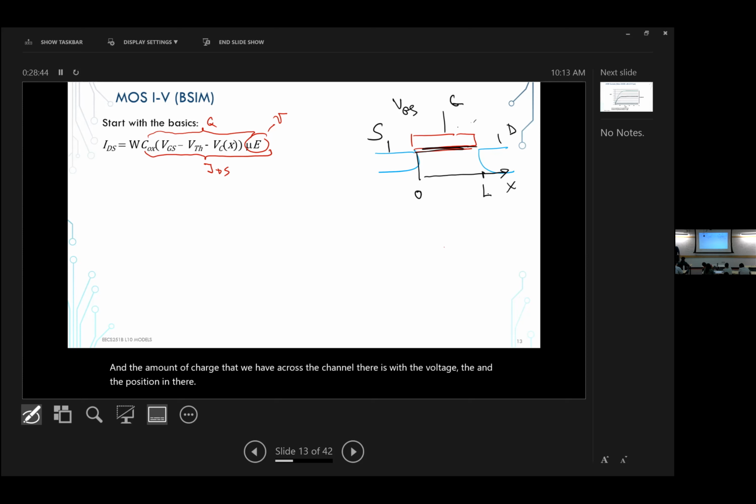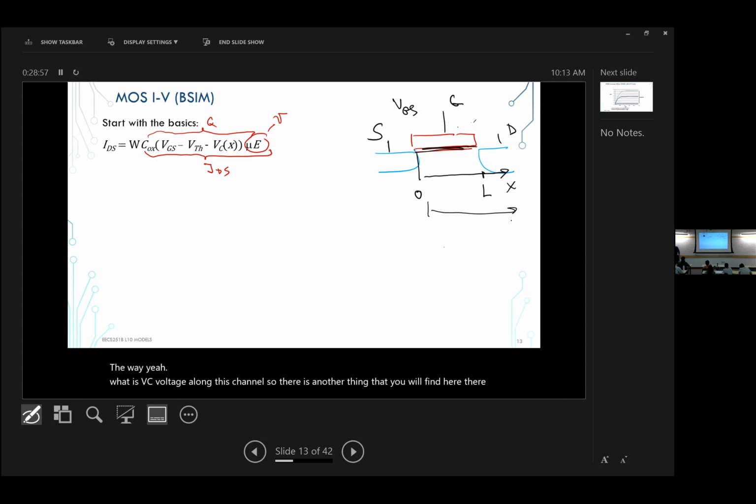What is VC? Voltage along this channel. So there is another thing that you will find here. There is another axis that is VC. There is a different voltage along the channel, and we can associate this as some kind of VBS voltage, equal to 0 here, and equal to VBS there.